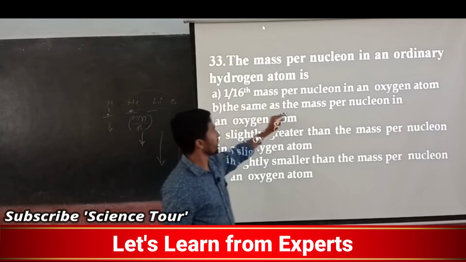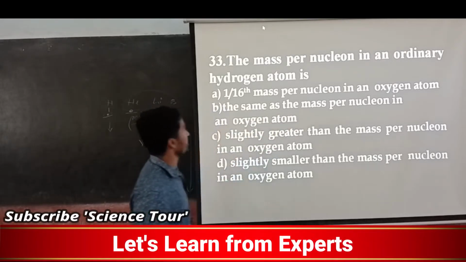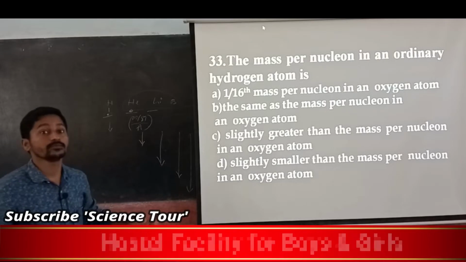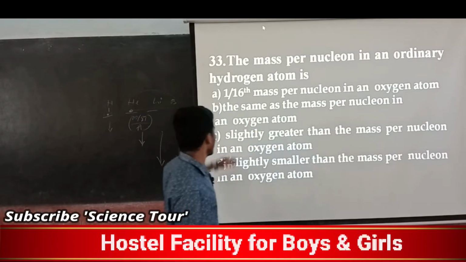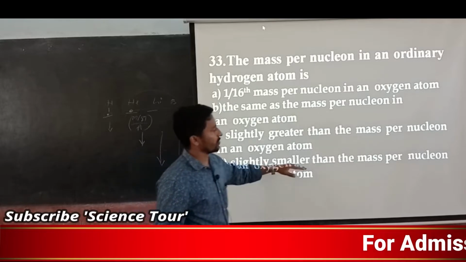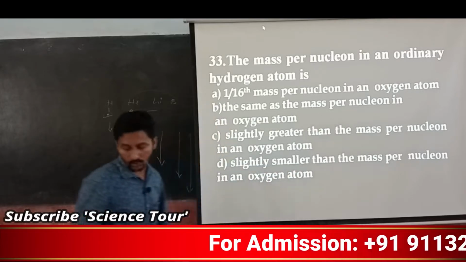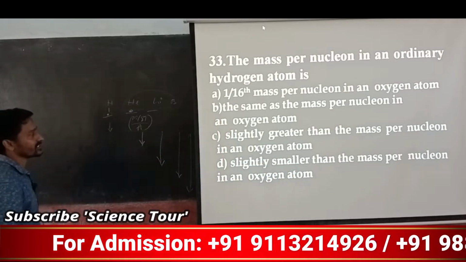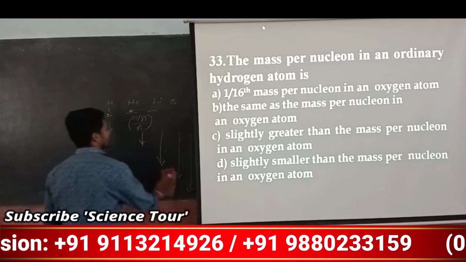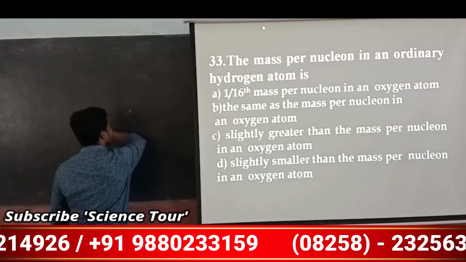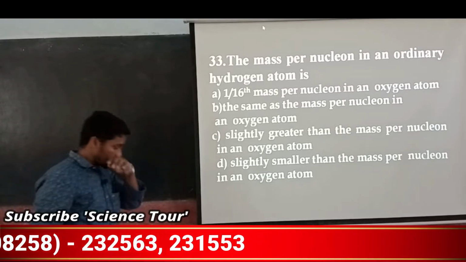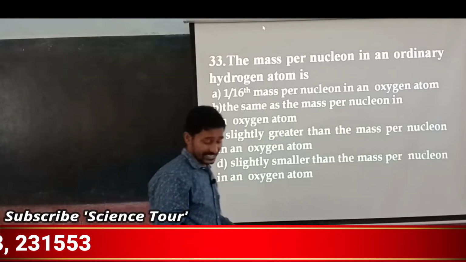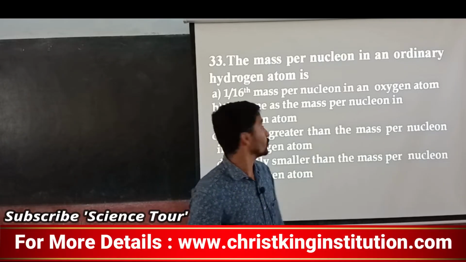Next, the same as the mass per nucleon in oxygen? No, because mass defect will come. Slightly greater than the mass per nucleon, yes. Slightly smaller than the mass per nucleon of the oxygen atom, no. Why have they given oxygen only? Simply to confuse you. They can give any other atom also. So this is the question; if you know the concept, you can clearly answer. Once again go through it.